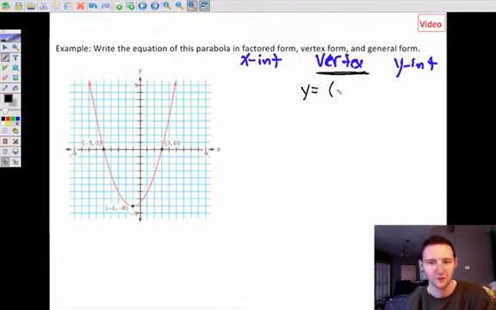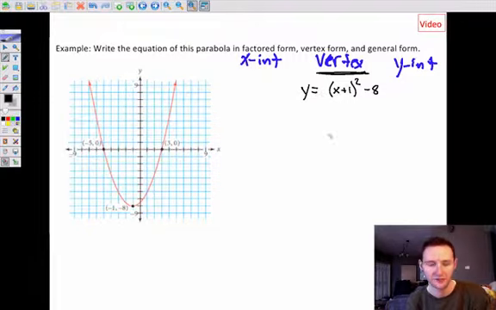But this is going to give us y equals x plus 1. I would have to add 1 to the x. And x minus 8. So that's what we've got so far.